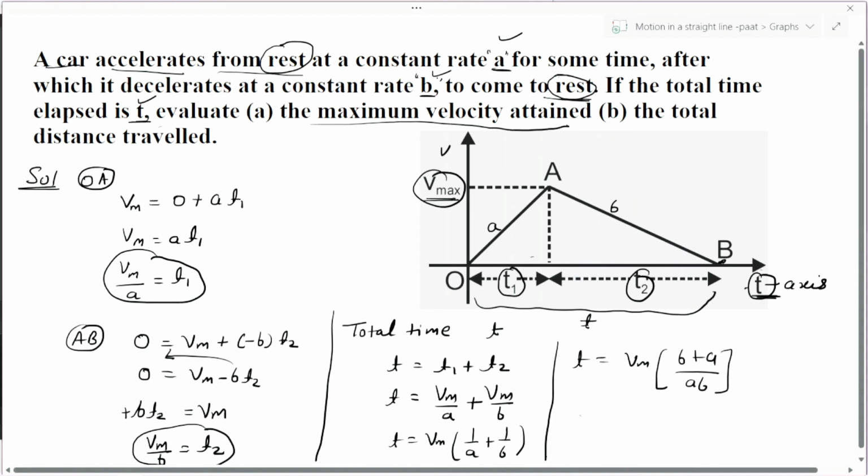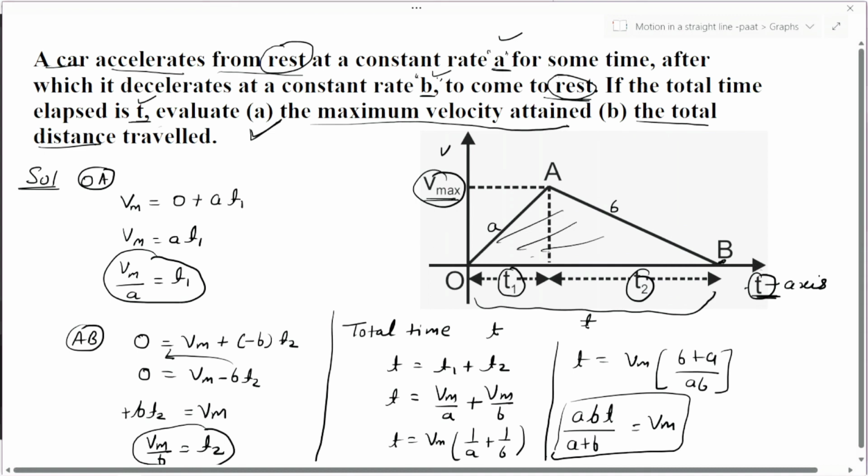Now shifting ab and a plus b to the other side, it will be abt by a plus b equal to Vm. This is our required expression for the maximum velocity: abt by a plus b equal to Vm. a is the acceleration, b is the retardation, t is the total time, and the relation is abt by a plus b equal to Vm.